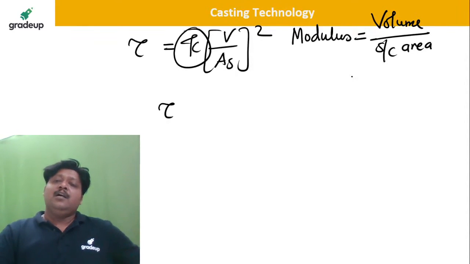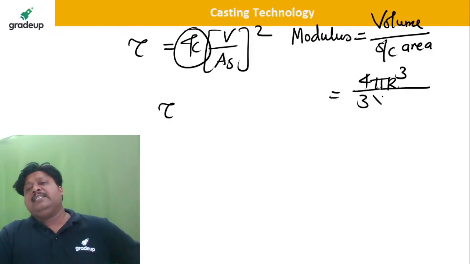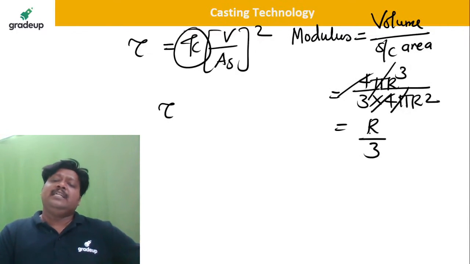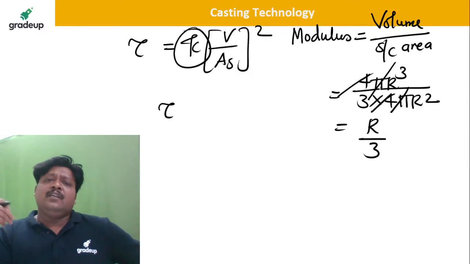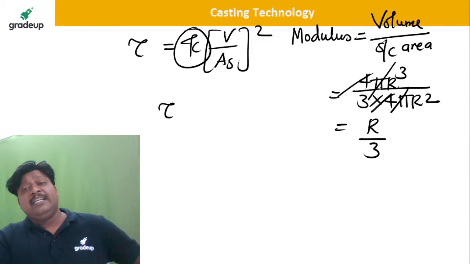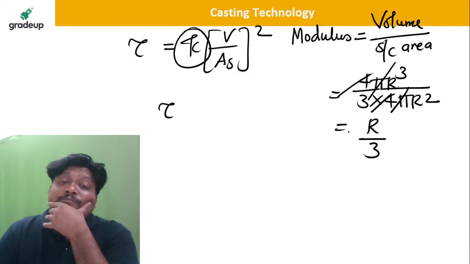So see here, the volume of a spherical casting will be 4 by 3 pi r cube, divided by the surface area, which is 4 pi r square. So 4 cancels out, pi cancels out, and you will get r upon 3. That is nothing but, as you know very well, the modulus of casting. If you take the side cylindrical riser or the spherical riser, in case of riser it is d by 6. But here we will put it in terms of r by 3 only.